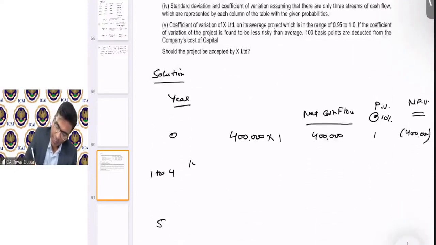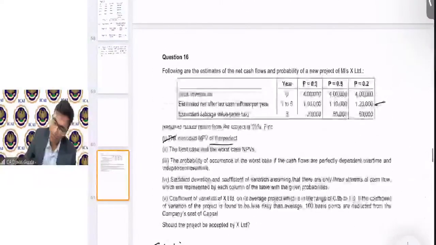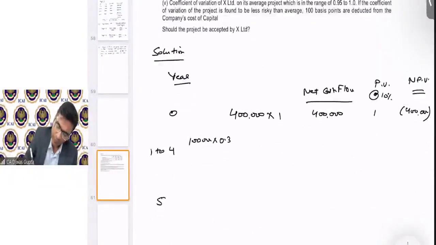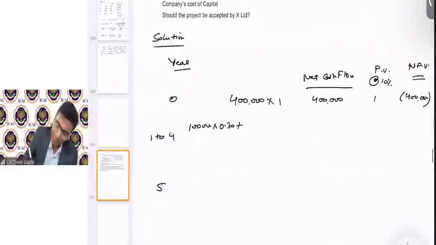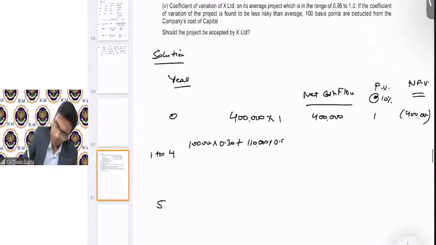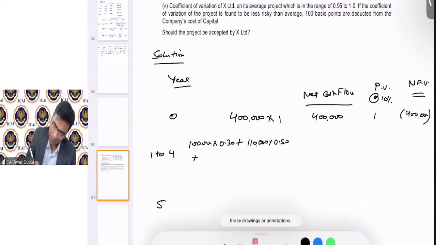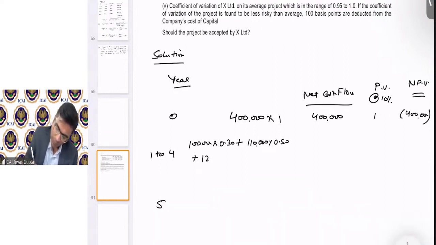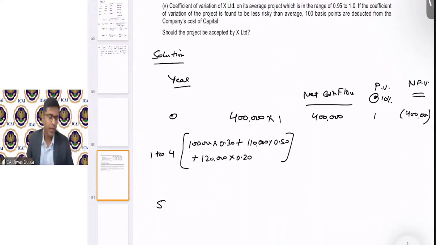Then first to fourth year, how much we will get? 1 lakh, there is a probability of 30%, plus 1,10,000, there is a probability of 50%, I guess. Yes. Then another 1,20,000, there is a probability of 20%. So this is the probability multiplied cash flows, yes. And hence it comes as 1,09,000.